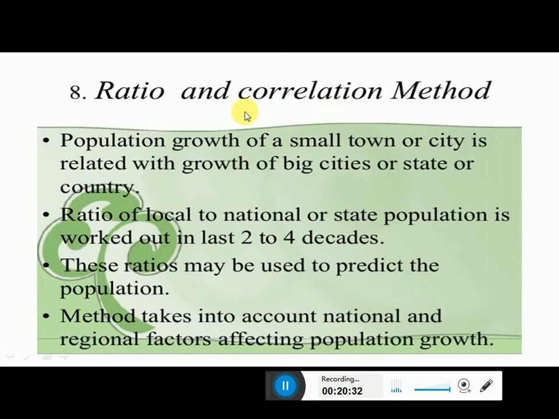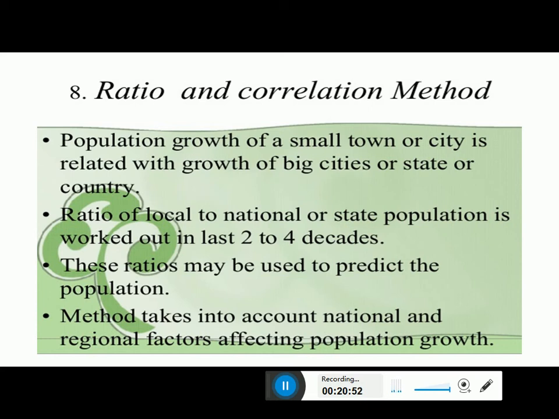That means, based on the ratios, we will correlate one city to another city. The ratio of the local to the national or state population is worked out over the last 2 to 4 decades, and these ratios may be used to predict the population. So this method takes into account national and regional factors affecting the population growth.